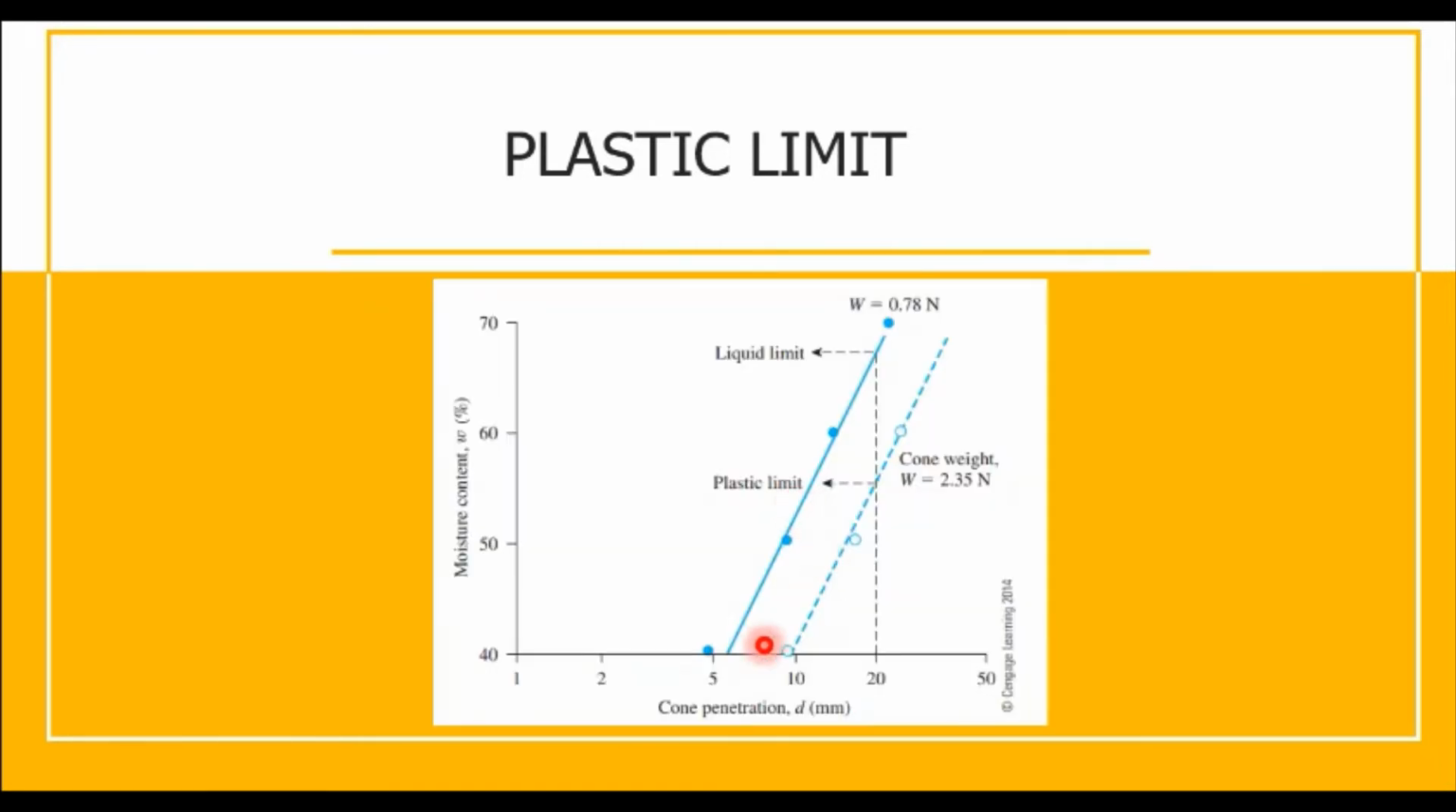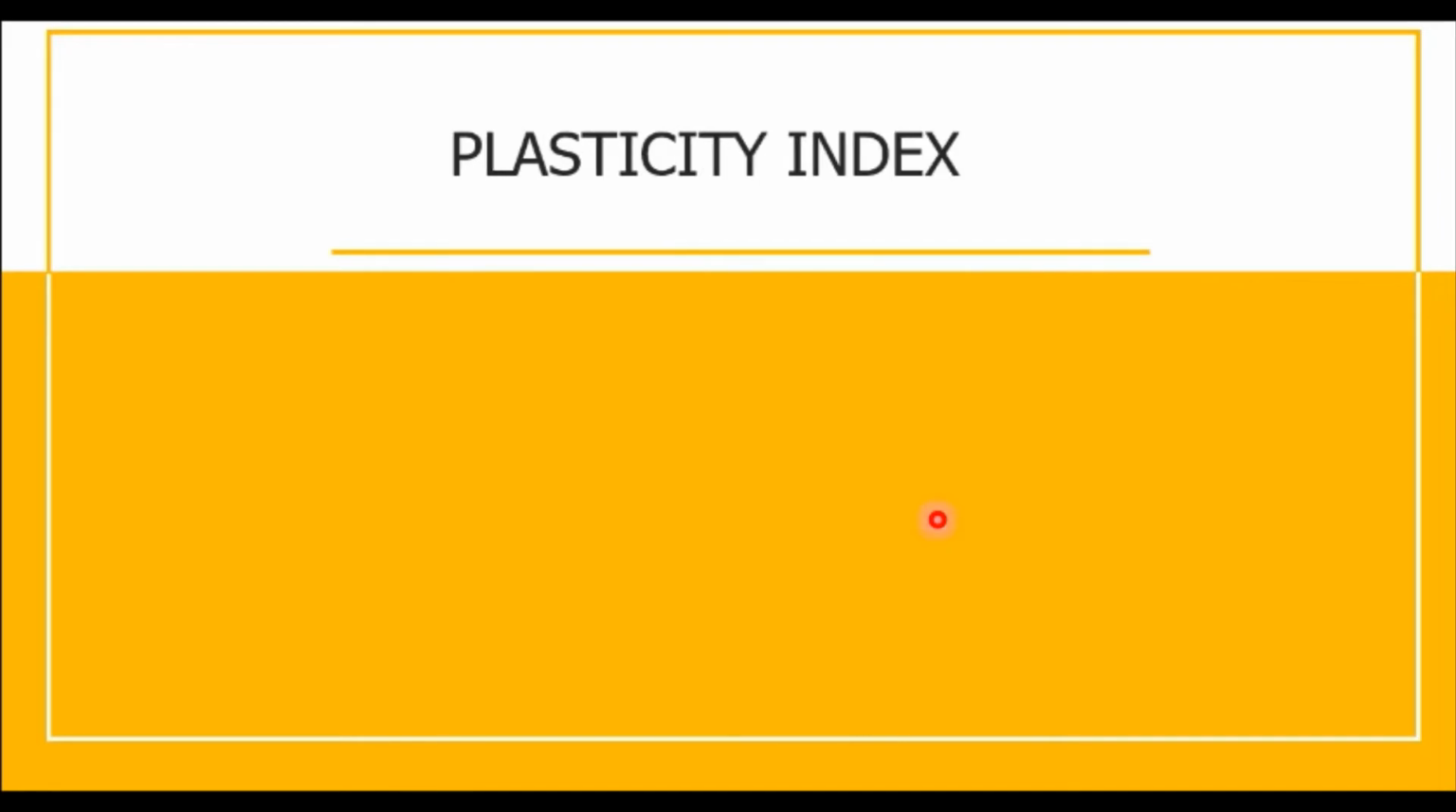So, papaano? Ganyan. So, this will be the difference. Ito yung 0.78 Newton na ginamit natin. Ito naman yung sa plastic limit. 4 na trial din siya at yung nakatapat na moisture content dun sa 20 mm penetration, that would be the plastic limit of the soil. And then, we tackle about the plasticity index.